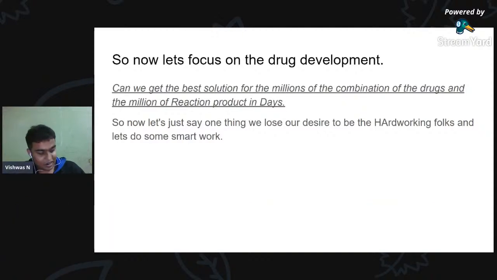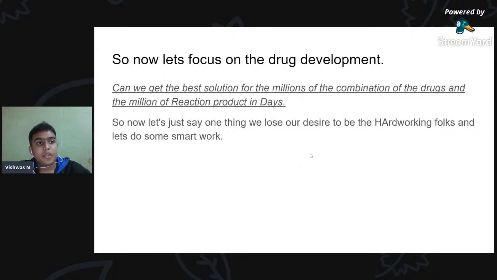So yeah, let's get started, people. Now let's focus on drug development. Can we get the best solution for millions of combinations of drugs and millions of reaction products in days? It's impossible, because there is an infinite amount of possibilities. It's not possibilities, it's plausibilities at the end of the day. You can think this reaction might happen in this way, but the reaction can turn out to be adverse. That's where adverse drug reactions, ADRs, come into the picture all of a sudden.